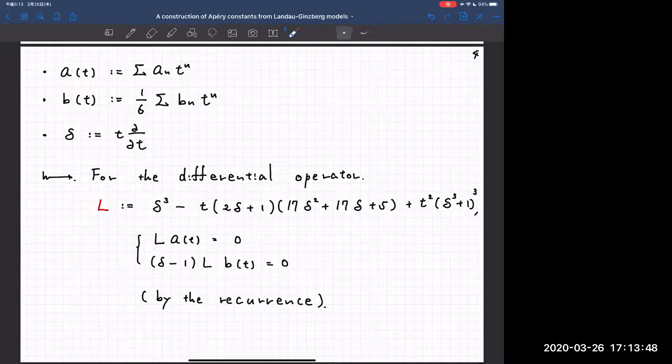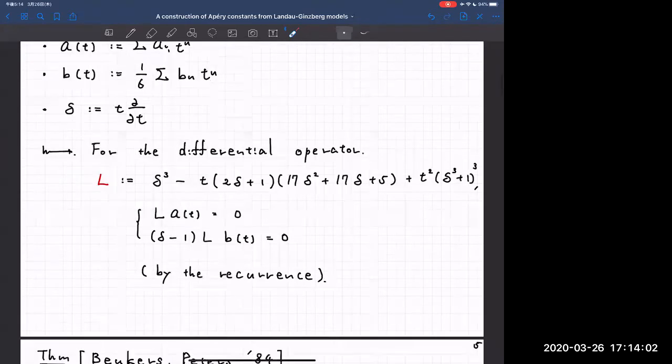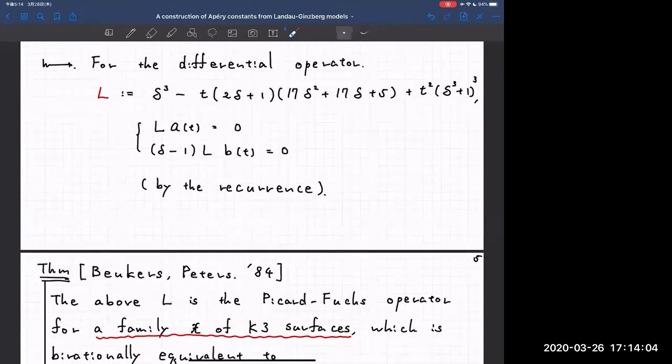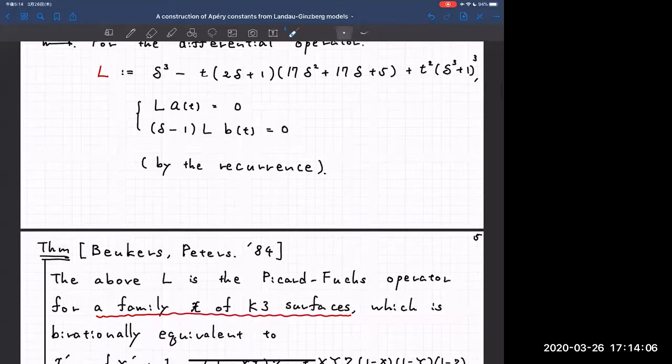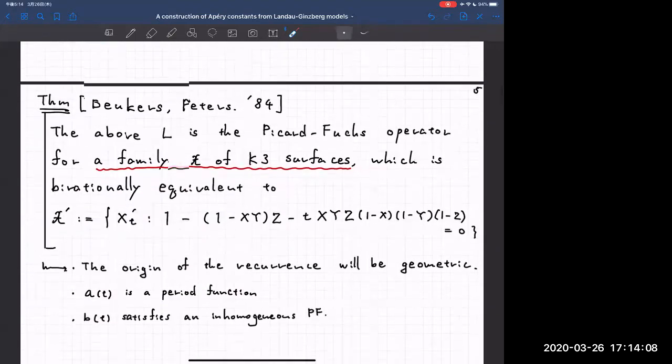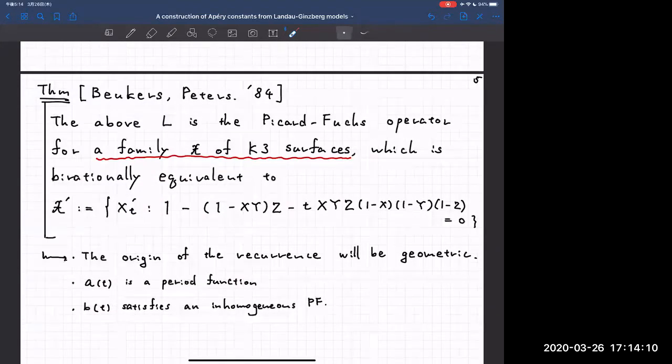Or b_t also satisfies the property that (∂ − 1) L b_t equals 0. So both of them come from the fact that a_n and b_n are solutions of the recurrence. When we obtain a differential operator, since it's an algebraic geometry seminar, we should consider the Picard-Fuchs equation. Actually, the theorem proved by Beukers and Peters in 1984 shows the following fact.